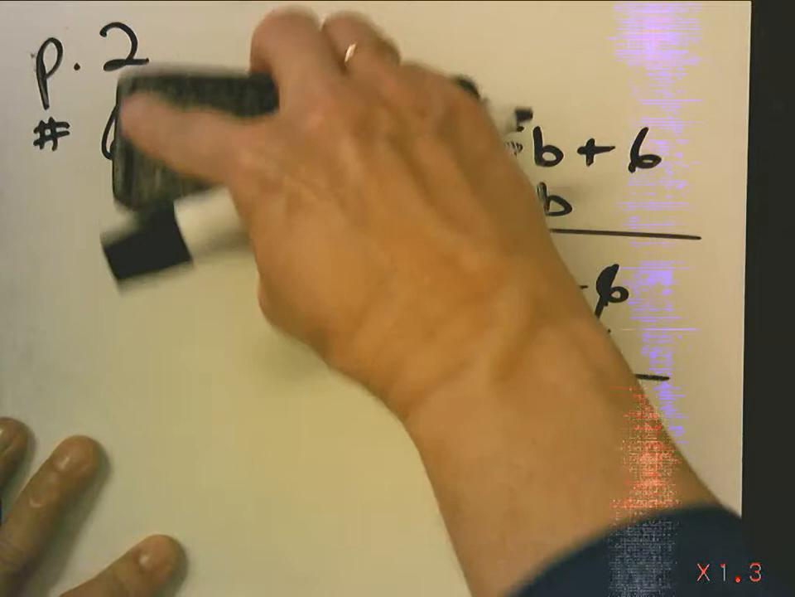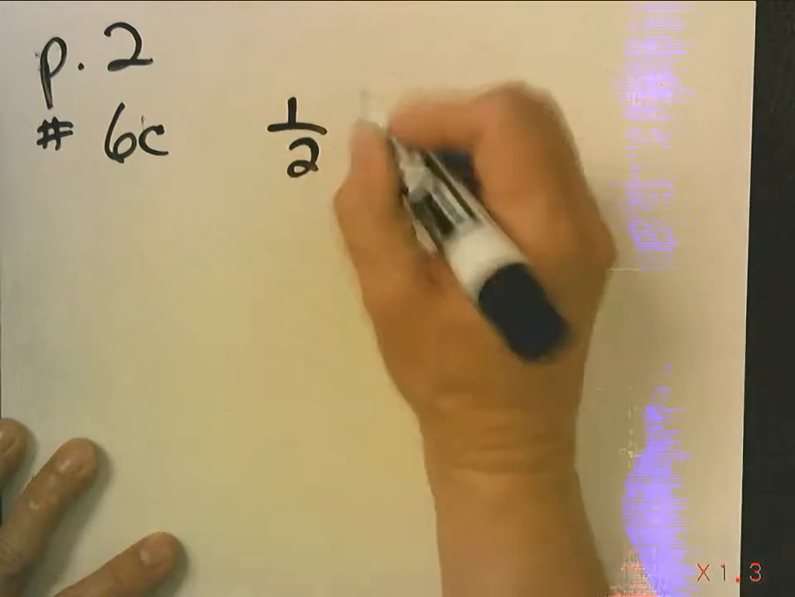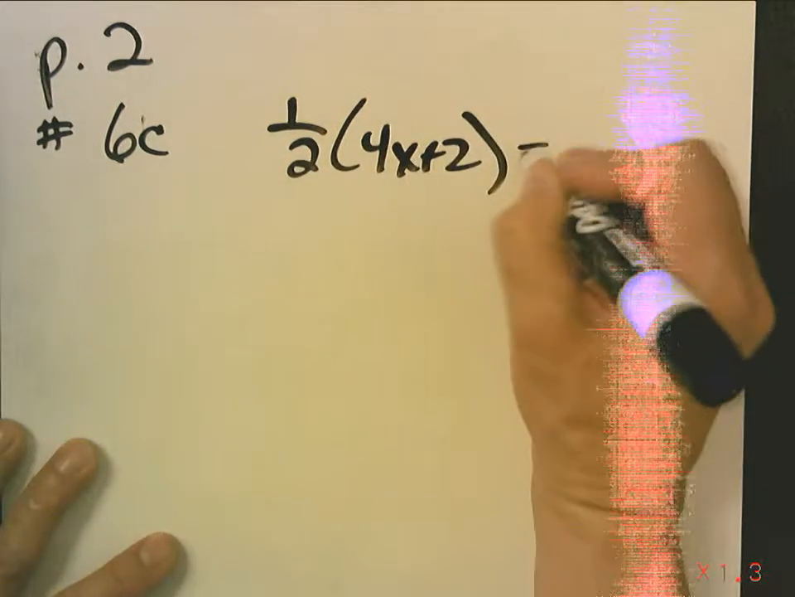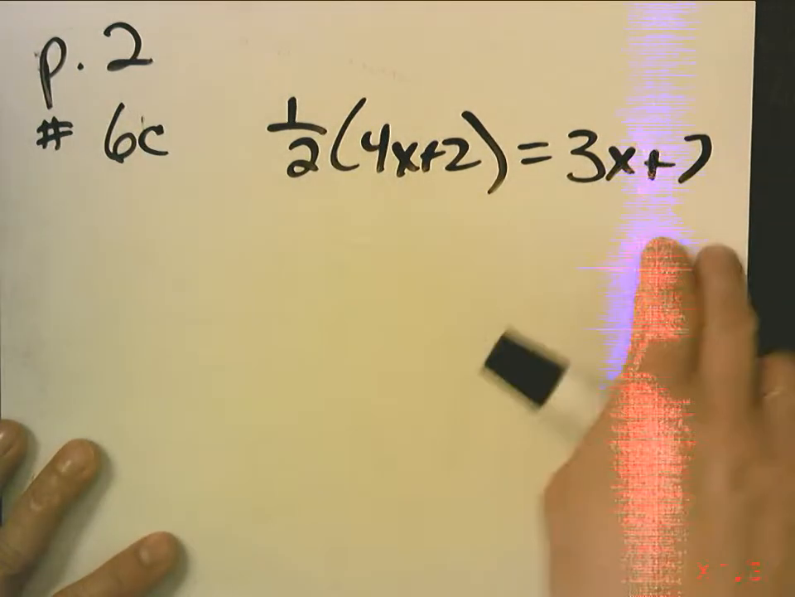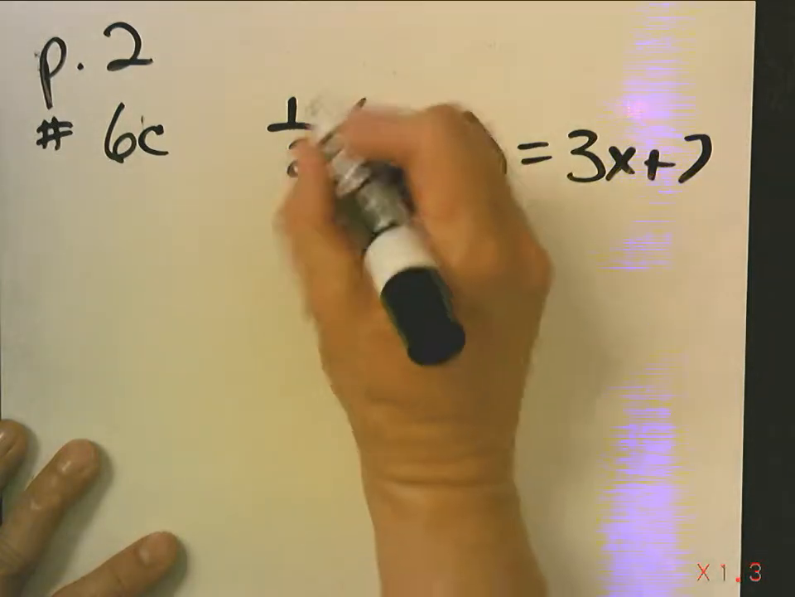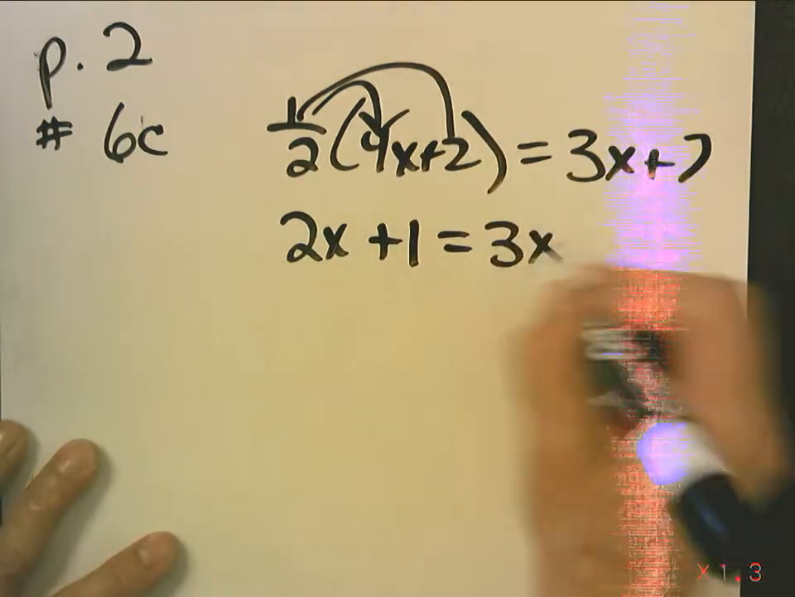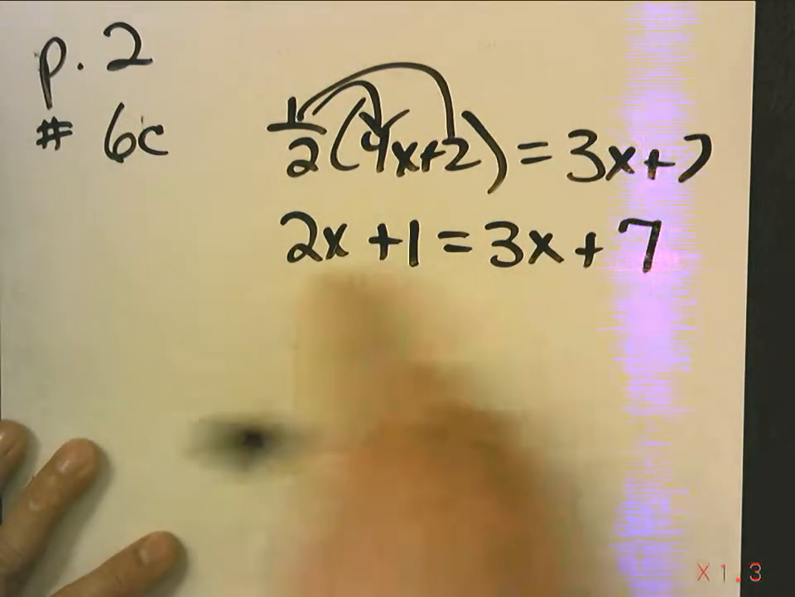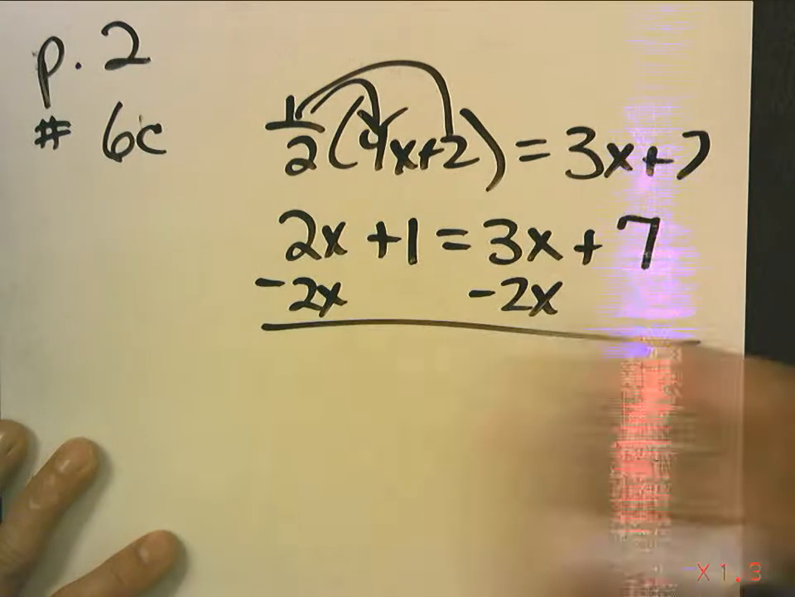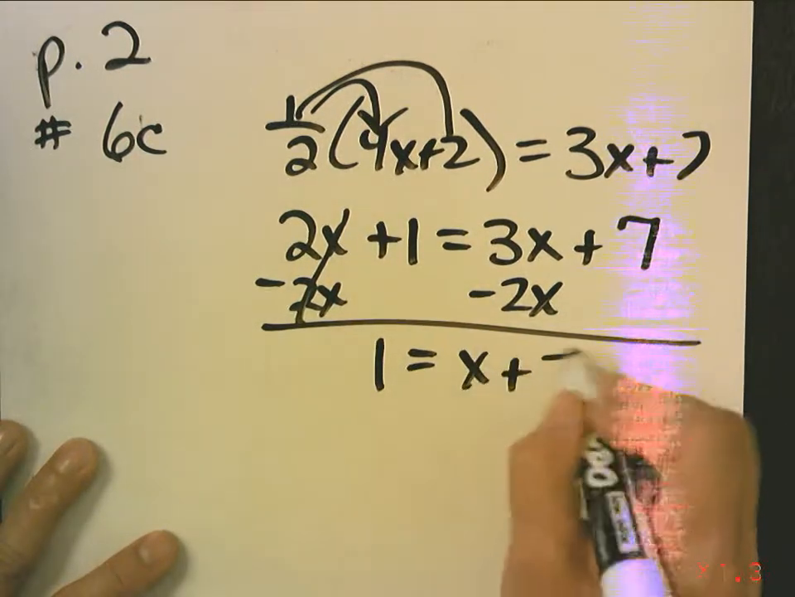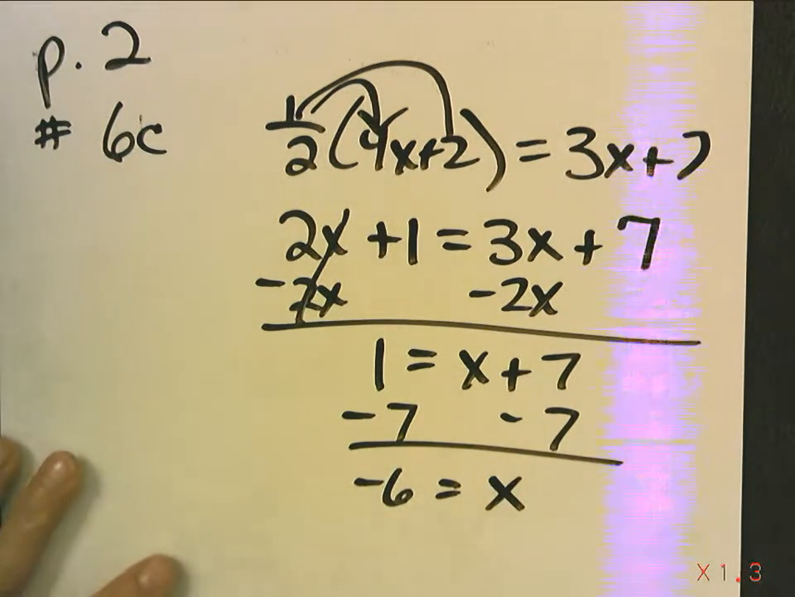Okay, let's do 6C. 1/2 of 4x plus 2 equals 3x plus 7. So now the rule says always simplify both sides before I ever add or subtract anything. So half of 4x is 2x, half of 2 is 1. Now both sides are simplified. So now I get rid of the variable from one side. So I'm going to subtract 2x from both sides. 1 equals x plus 7, subtract 7, and x equals negative 6.